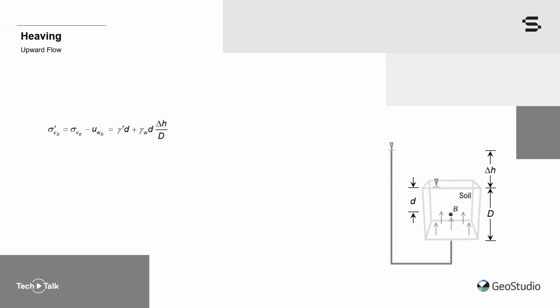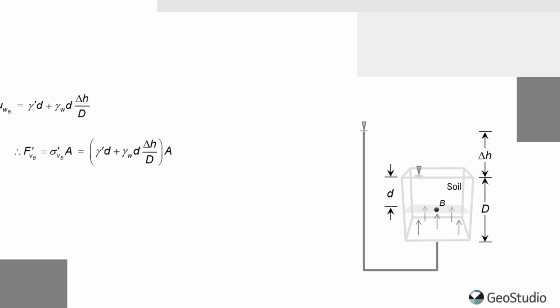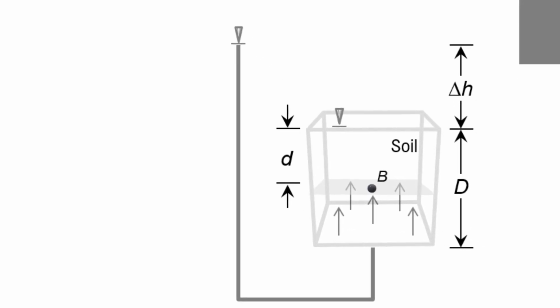As previously noted, the effective stress at point B is equal to the effective weight of the soil times the depth of point B plus the unit weight of water times the fraction of the head loss between the top of the sample and point B. The effective force associated with the effective stress can be computed as the product of the effective stress and the surface area perpendicular to flow, which is shown in the bottom right-hand side of the slide.